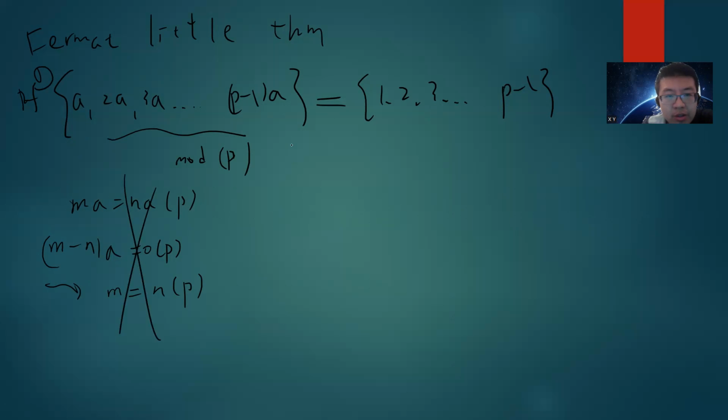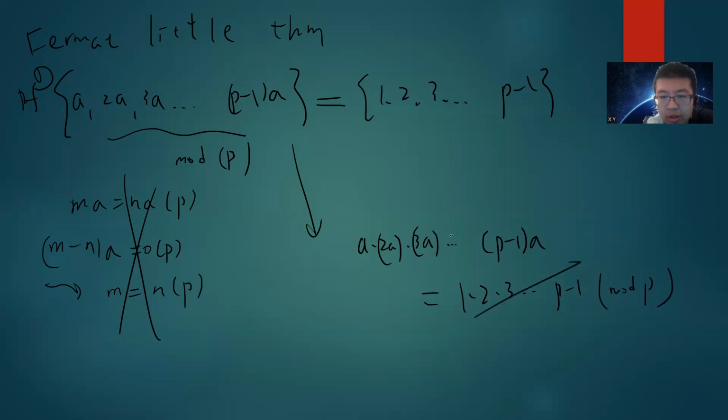Then I can take the product, a times 2a times 3a up to (p minus 1)a, which equals 1 times 2 times 3 up to p minus 1 mod p. So all these numbers can cancel, and I get a to the p minus 1 equals 1 mod p. Very simple proof.